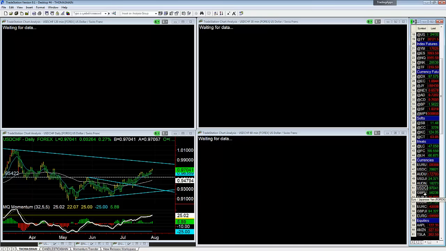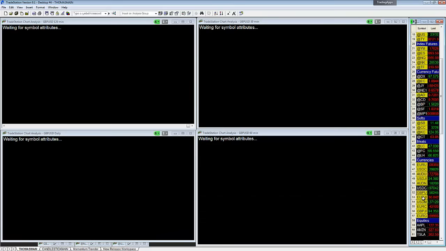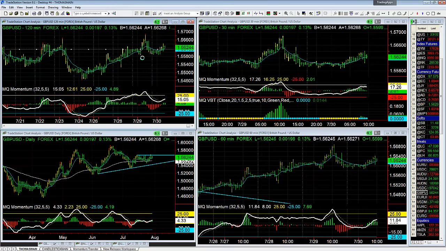Dollar Swissy. Bullish still. It keeps climbing. The cable, you have a head and shoulders in your 120s. Your neckline is going to be down at 1.55866.